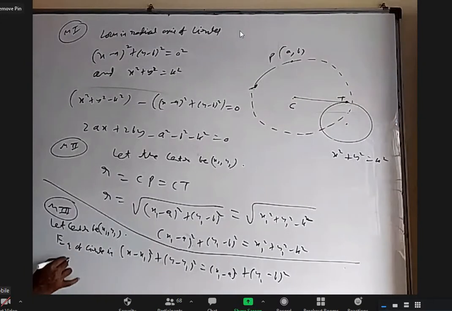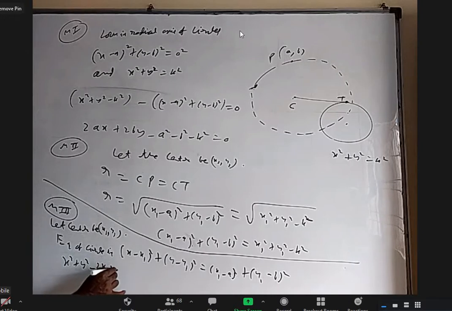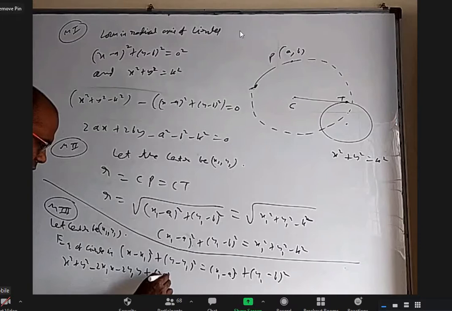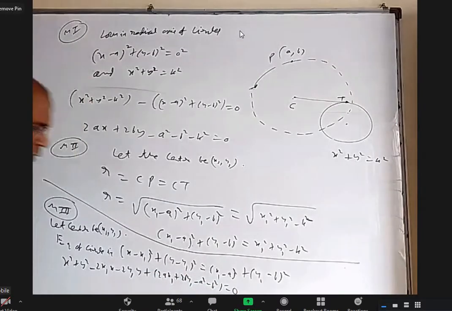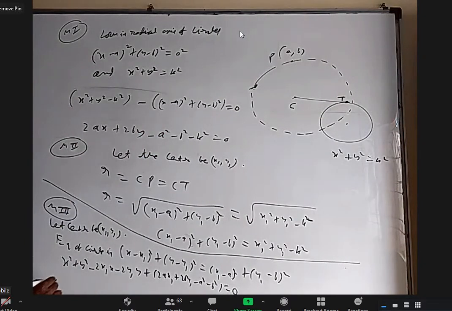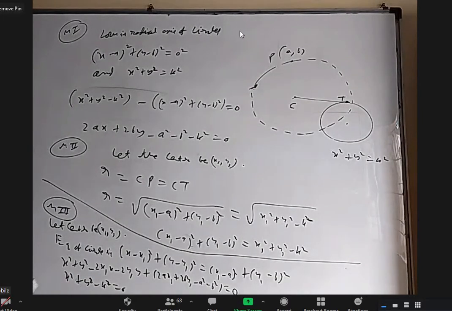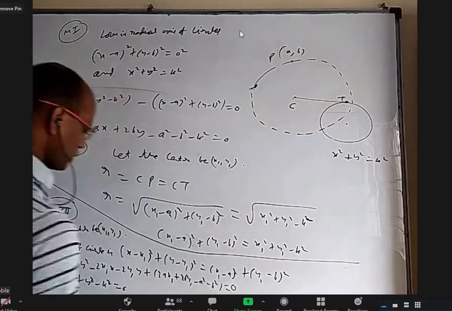When you expand this, you will get x² + y² − 2x1x − 2y1y. The constant will be 2ax1 + 2by1 − a² − b² equal to 0. This circle and x² + y² − k² = 0 should intersect orthogonally. So we'll apply the orthogonality condition 2gg' + 2ff' = c + c'. I don't have enough place, but I'll write.